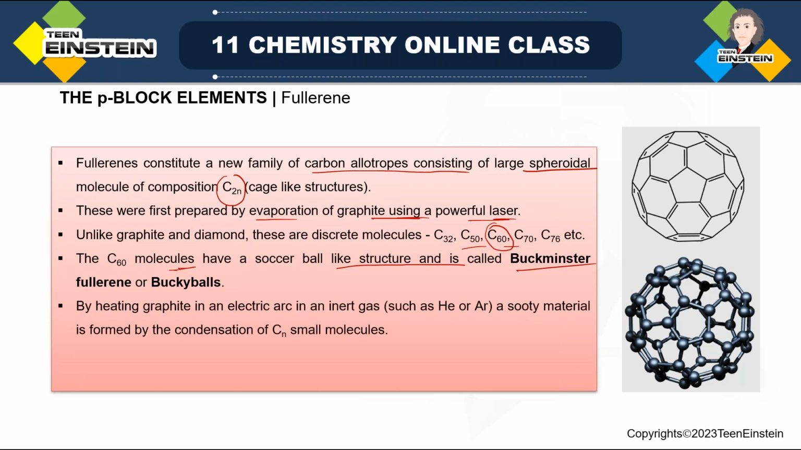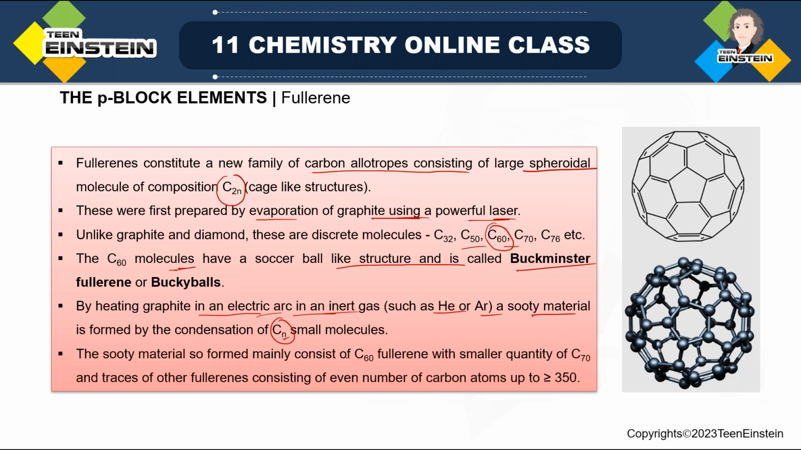Now, how can we produce this C60? When we heat graphite in an electrical arc, at very high temperature, in an inert gas atmosphere such as helium or argon, then a sooty material is formed by condensation of small Cn molecules. The value of n is small at first, but when they condense together, we get C60.